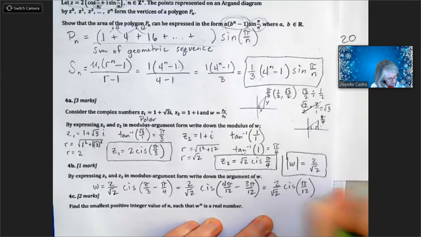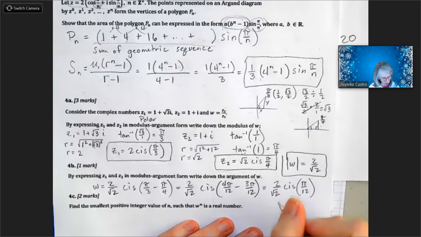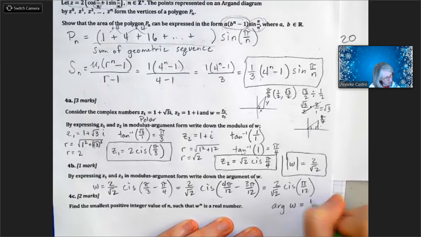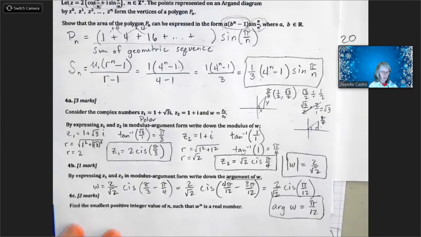But the answer just asks for the argument. And the notation for argument is you say arg w is equal to pi over 12. So that's all they're asking for on here, they're just asking for the argument. What's the argument? It would be pi over 12. So I suppose I showed more work than I needed to, but that's okay, whatever.